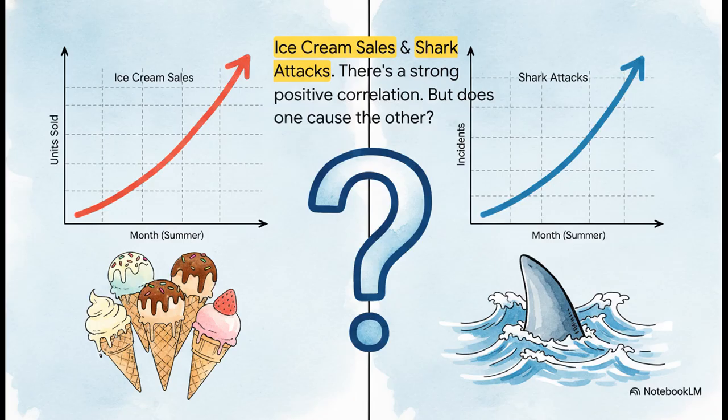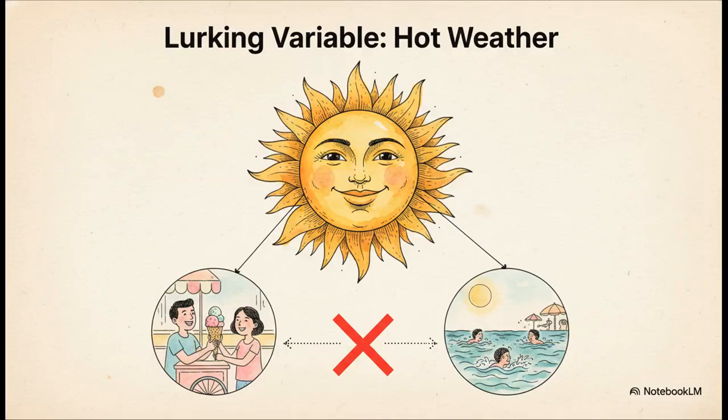If you were to plot the data, you'd find a really strong positive correlation between how much ice cream is sold and how many shark attacks happen. So, does eating a scoop of ice cream make you tastier to sharks? No way, right? Of course not. And this shows the idea perfectly.